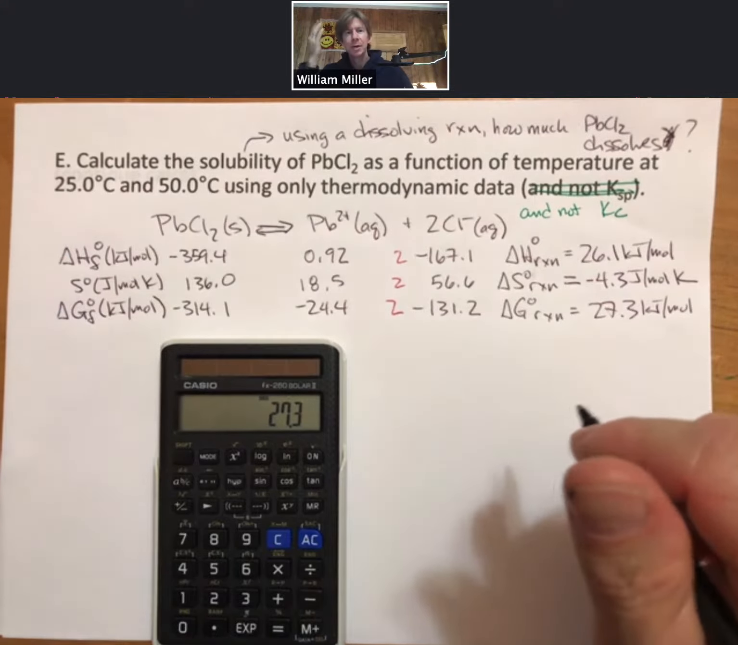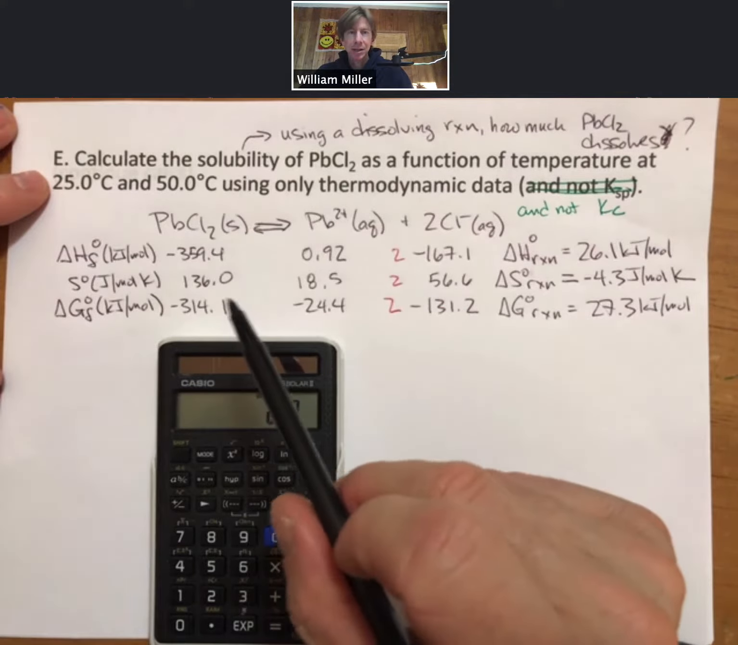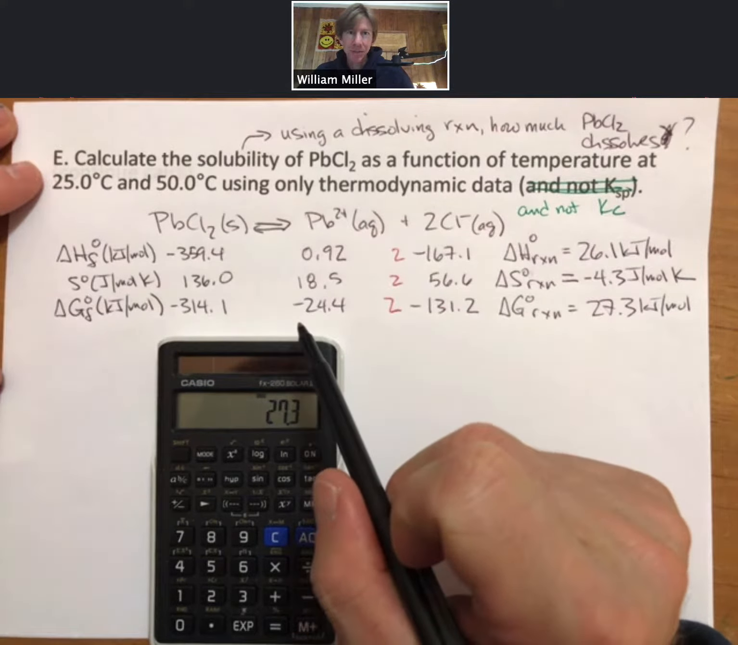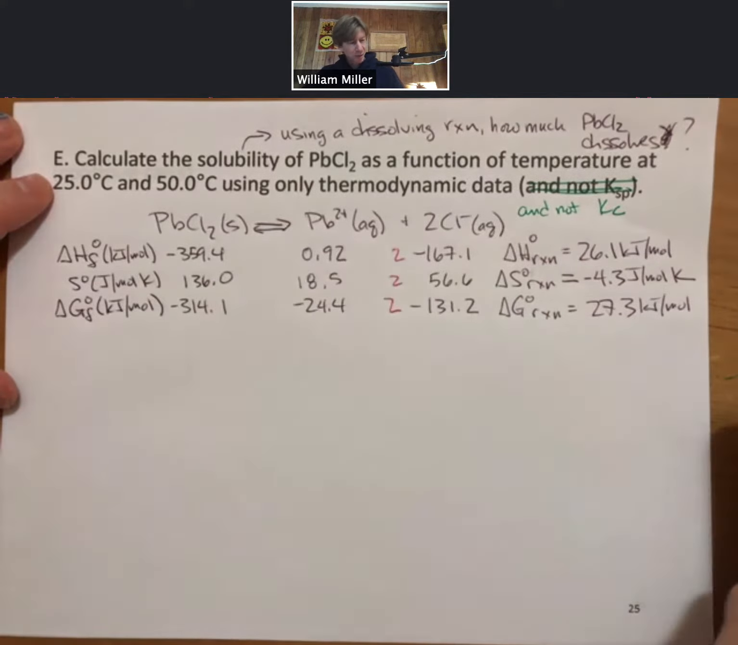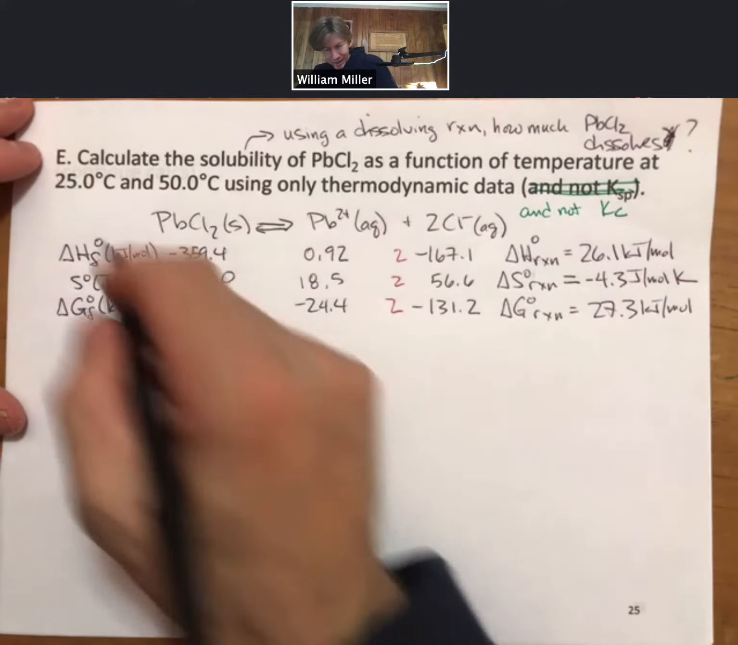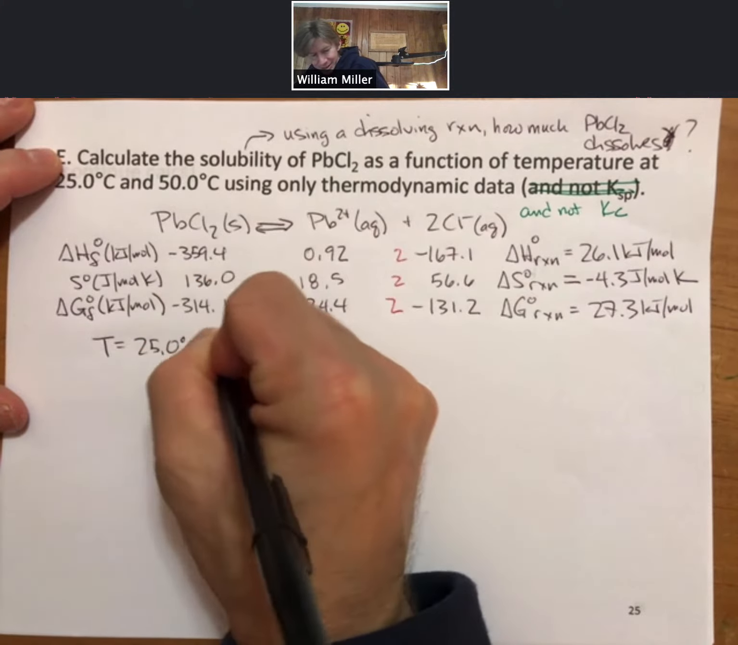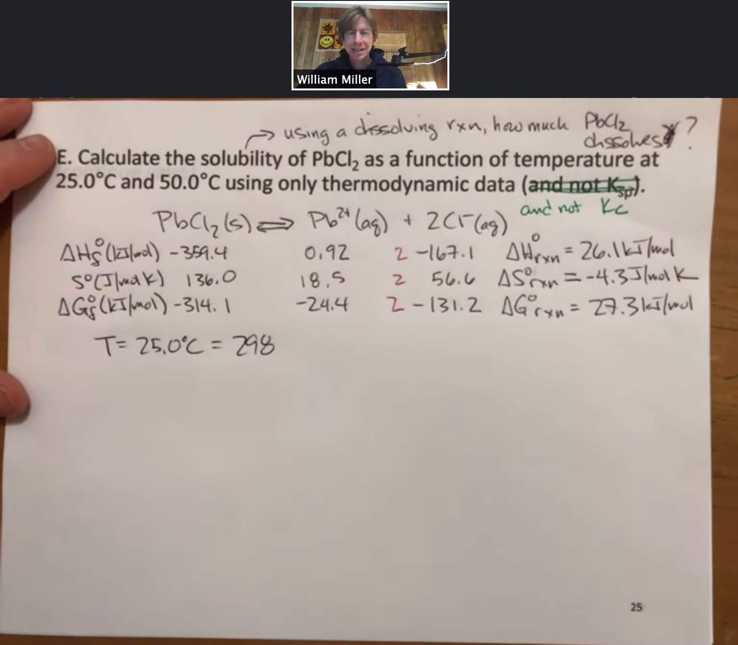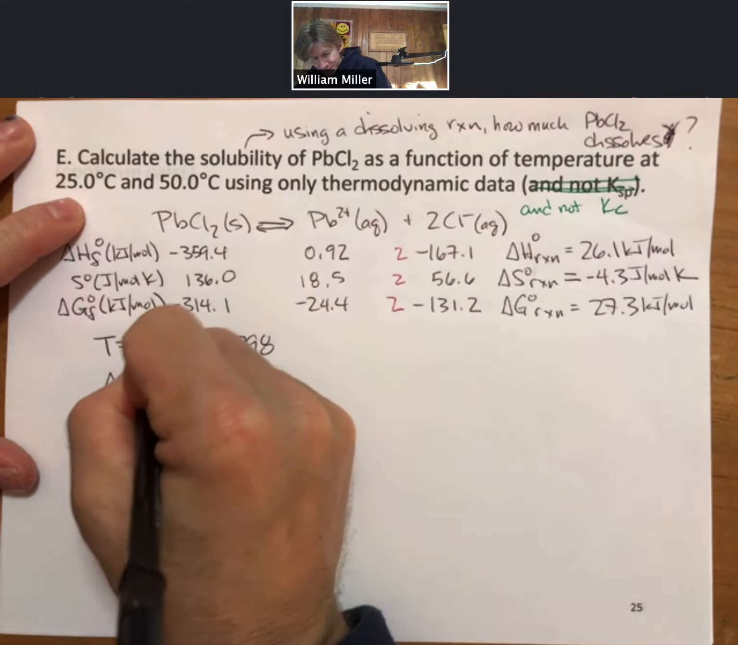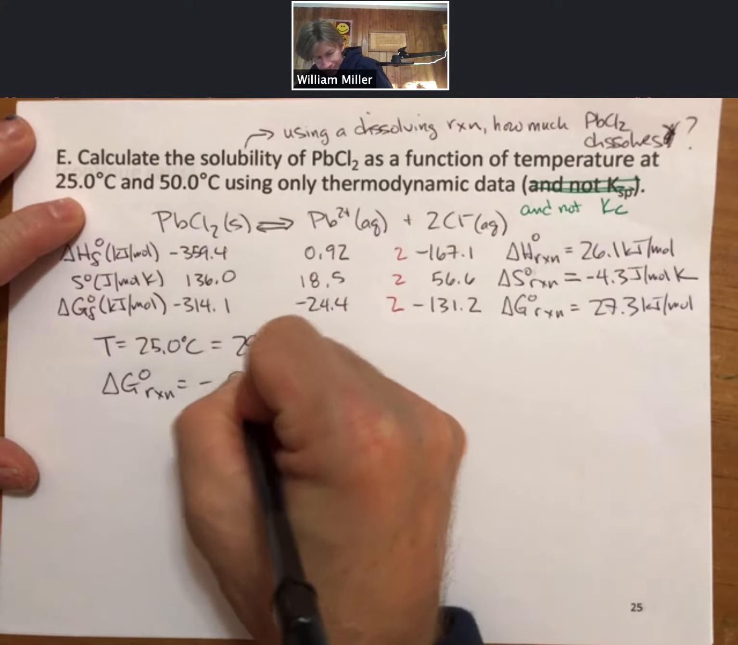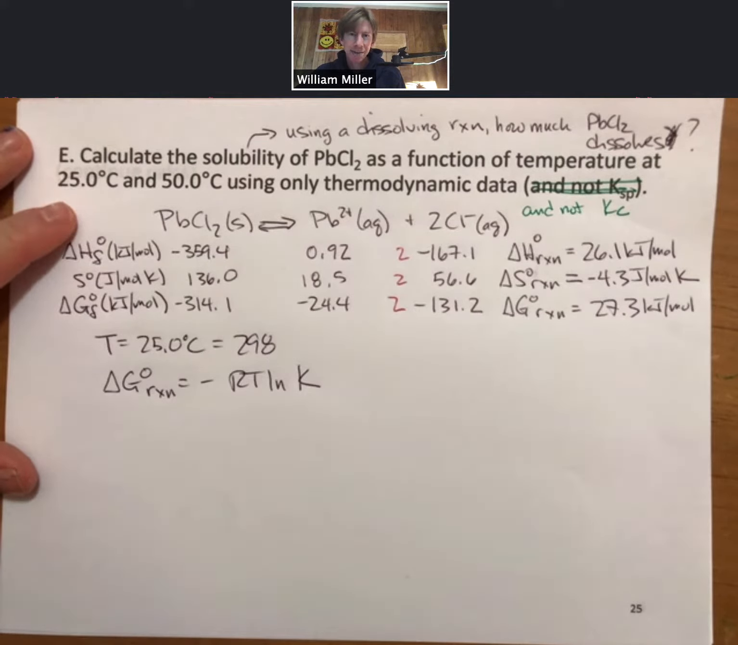Non-spontaneous. If you remember way back, we talked about the solubility of lead chloride, and we declared it insoluble. It turns out it's only very slightly soluble. Let's solve for that now. So we're at 298, so that's 25 degrees Celsius. So we're at standard conditions as far as temperature goes. That means that we can use delta G naught reaction equals minus RT ln K.